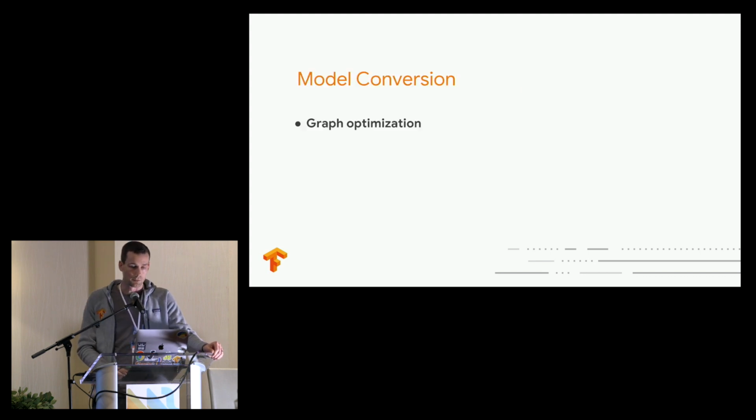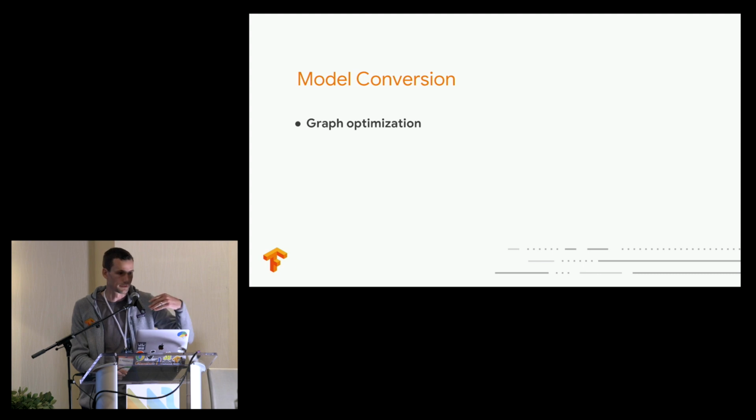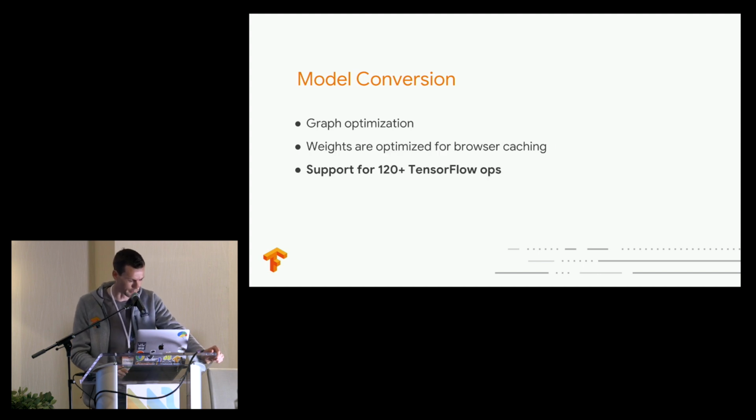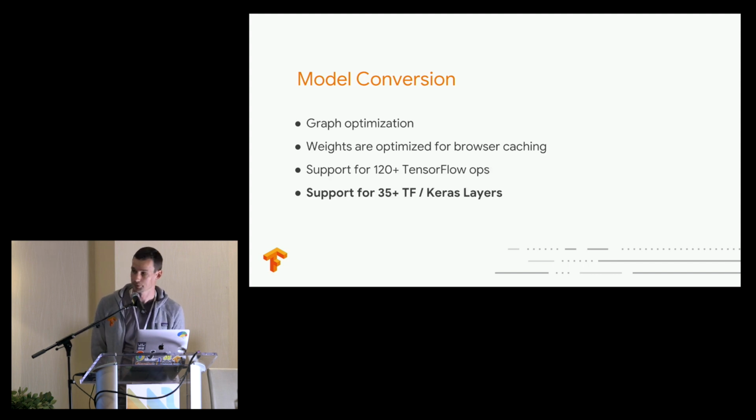So in our model conversion step, we actually do a few things other than just take the graph and convert to an arbitrary format. We do some graph optimization that helps shrink the number of ops that each model has to go through. And then, as I mentioned, we optimize those weights for the browser, so the 4 megabyte chunks. And currently we support a little over 120 of the common TensorFlow ops, and 35 plus of the Keras layers. And we're always working on this project. As new models come up, we implement new ops, and they land on our core API, and they're available to all other users.